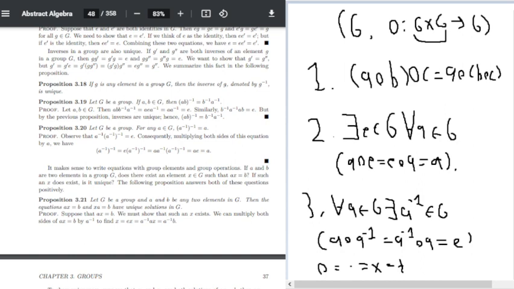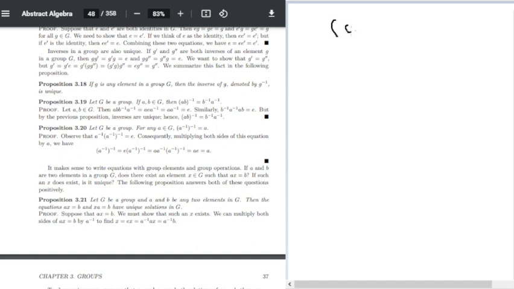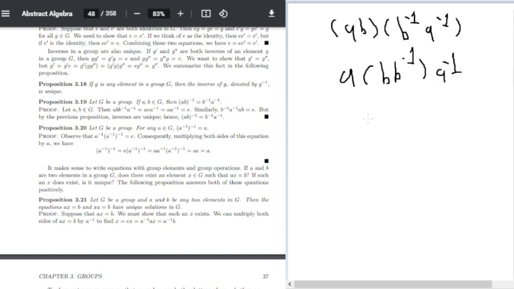Then, ab, think about bracketing that, times b^-1 a^-1. Well, we first have that we can re-bracket it to, actually, okay. A part of me is kind of mixed on how they're writing things out here. So, let me write it out. Okay. So, (ab)(b^-1 a^-1). Then we can re-bracket as a(bb^-1)a^-1. Then, by definition of the identity, this is equal to a e a^-1, which equals a a^-1, which equals e.